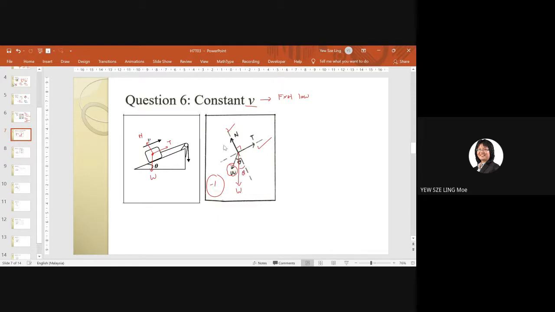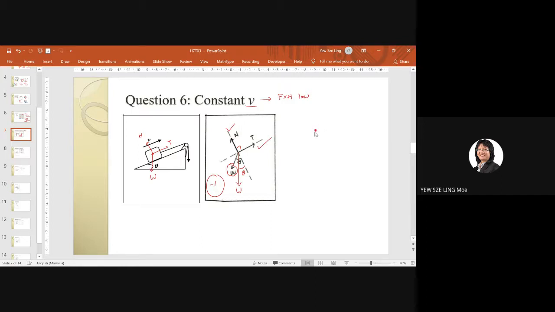Okay, so the angle is fine. Only the direction of W is wrong. So how are we going to solve these questions? Again, same as the previous questions, the same as the questions that we discussed just now.